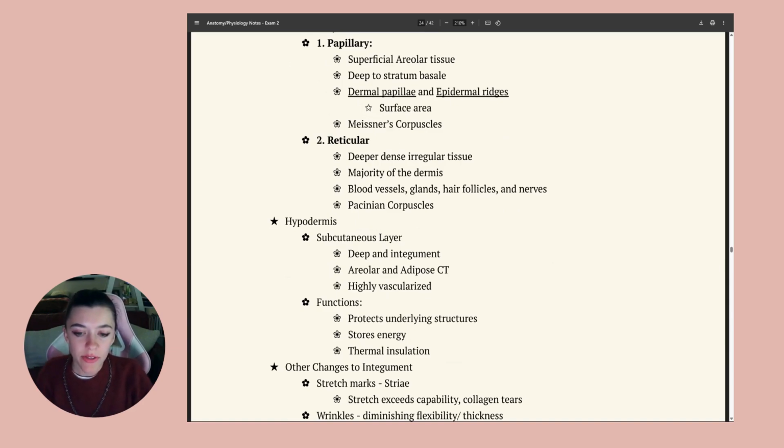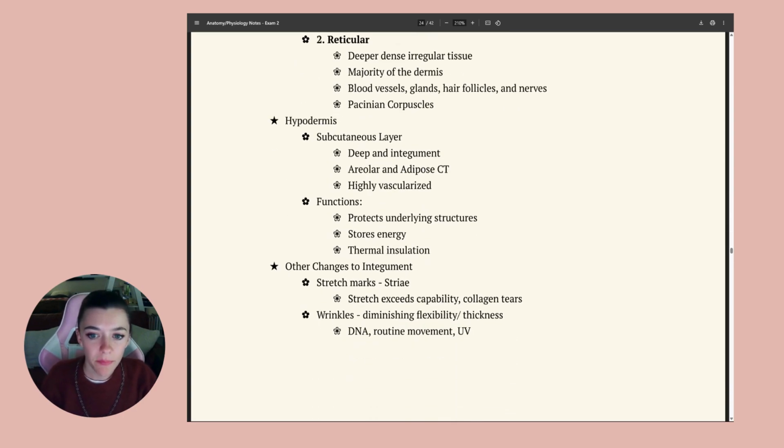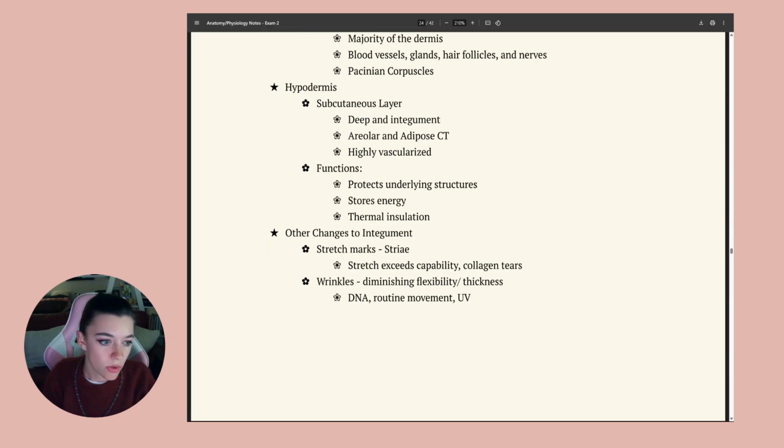Next, your hypodermis. This is your subcutaneous layer. It is deep to the integument, and it contains areolar and adipose connective tissue. It is also highly vascularized, which means you have a lot of vessels running through it. The functions of the hypodermis are it protects underlying structures, it stores energy, and it works for thermal insulation.